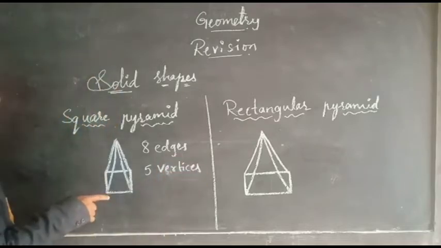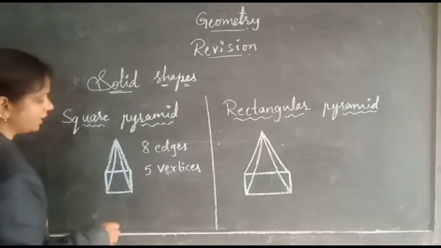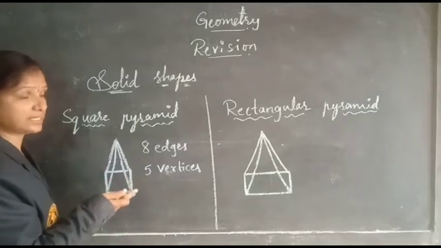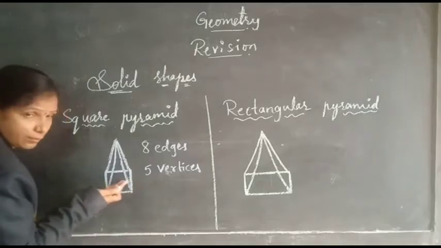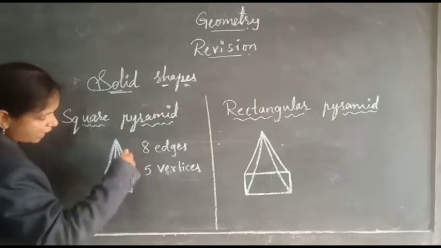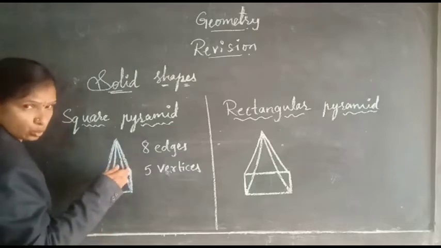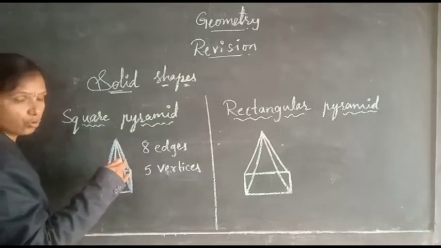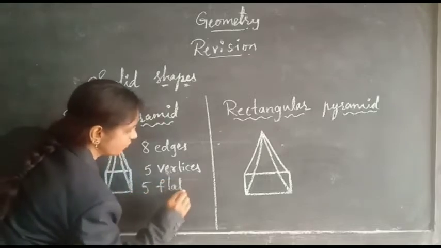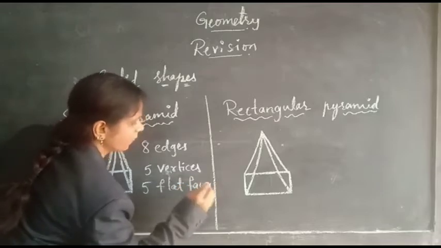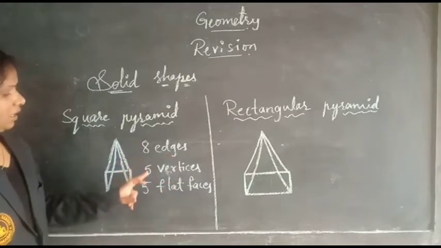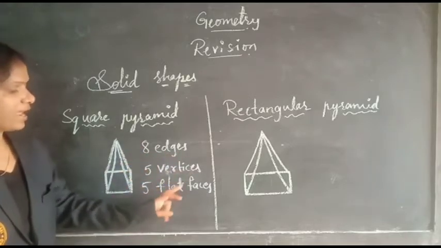So a square pyramid has 5 vertices, and the base is one face, a flat face. Let's count the flat faces. 1 base, and this side 2, 3, and back 4 and front 5. Left, right 2, back, front 4, and base. So it has 5 flat faces. So a square pyramid has 8 edges, 5 vertices, 5 flat faces.